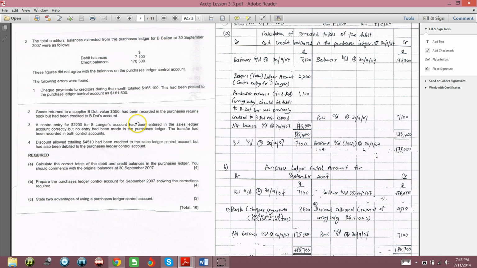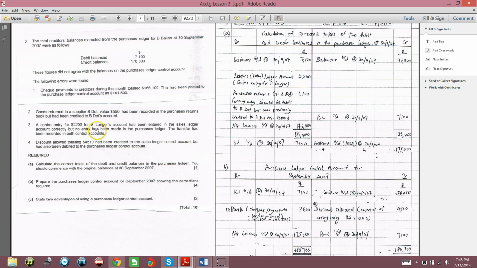So in order to correct it, this one is the mistake of the individual creditor account. So that means here purchases returned to B dot, wrong entry, should be debit. So that means 550 times 2. So now I could put debit back twice to correct this mistake. Okay, it will be 1,100. A contra entry 2,002 for S.